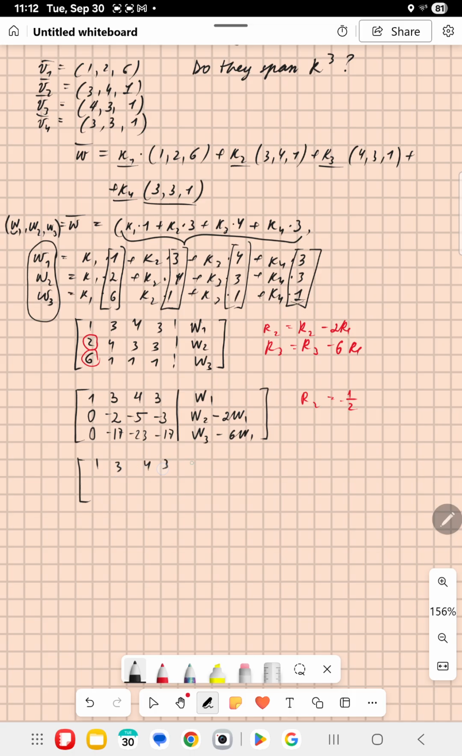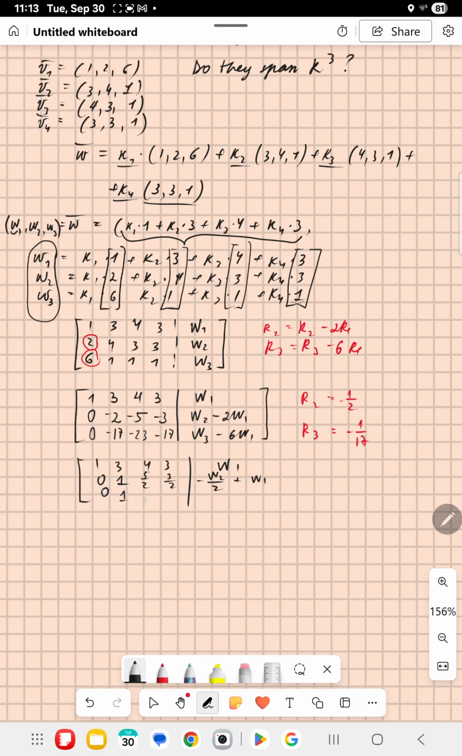1, 3, 4, 3, W1, 0, 1, 5/2, 3/2, W2/2 minus, or minus plus W1. Hopefully I did not miss any minuses. And I'm going to do the same with row number 3 actually. Well, again, that's not a standard step, but it's going to make my life a little bit easier.